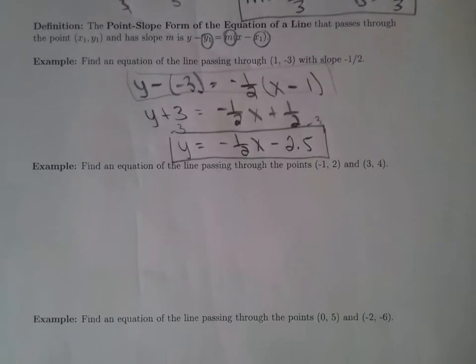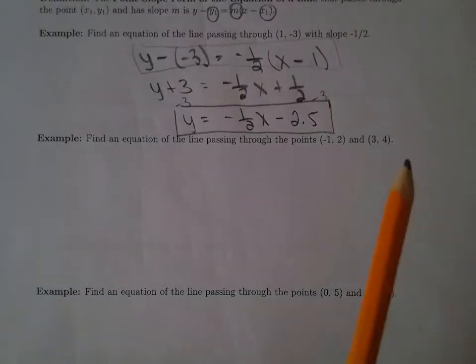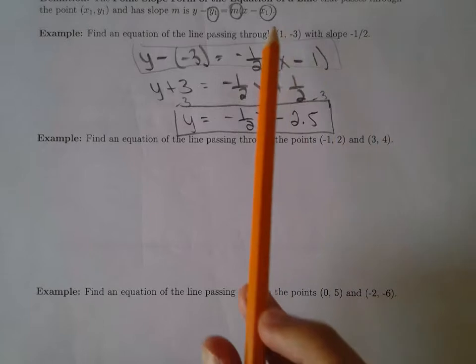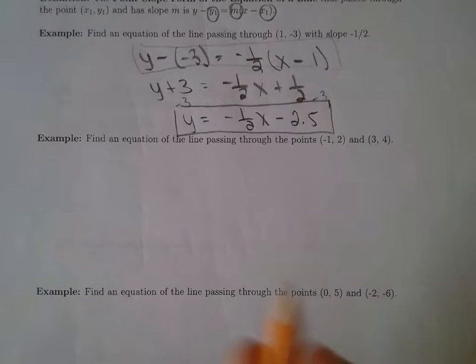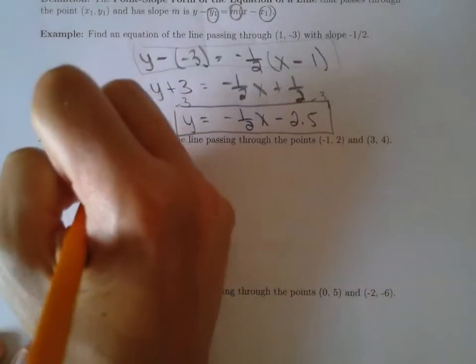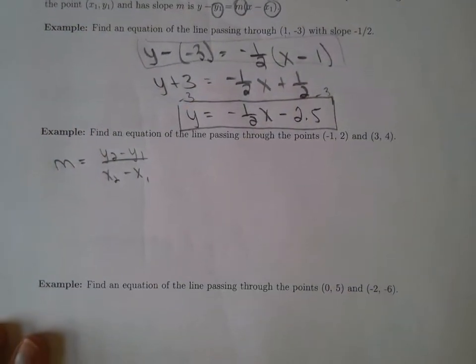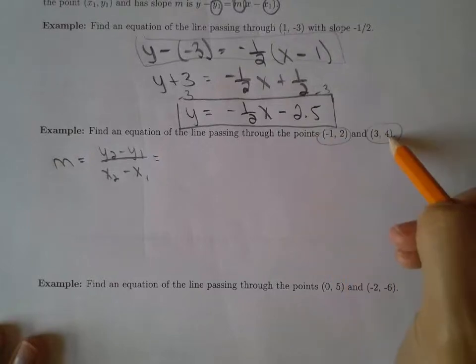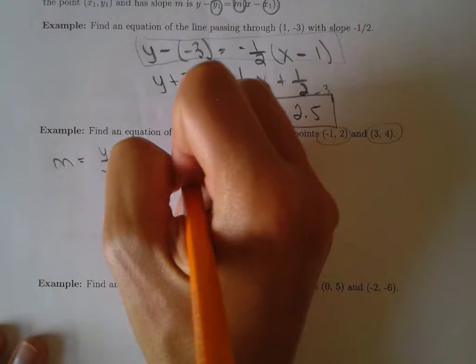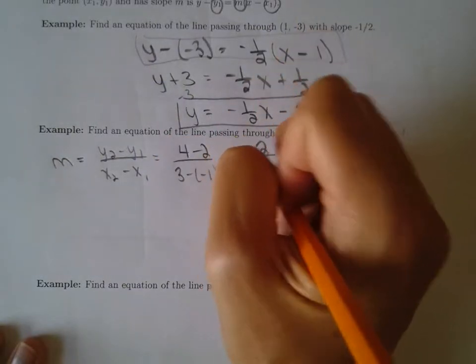Next example, find an equation of the line passing through points negative 1, 2, and 3, 4. You can see that we have a point, so we're probably going to use point-slope form, but we don't have a slope, but we can easily find the slope. I'm just going to use y2 minus y1 over x2 minus x1 since we haven't used that. I don't want to graph these points either. So it's y minus the y, so 4 minus 2, over 3 minus negative 1. So this would be 2 over 4, which is 1/2. So there's our slope. Slope is 1/2.